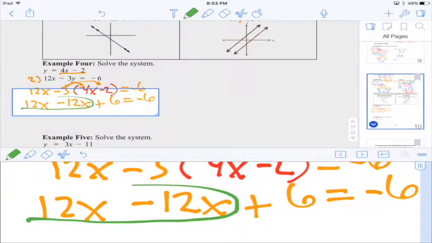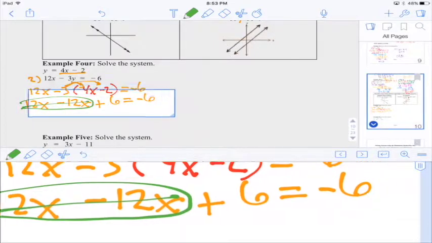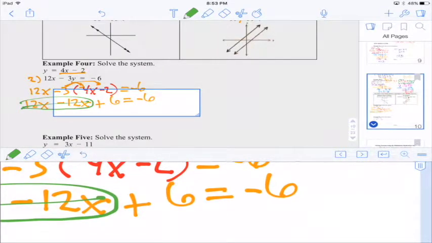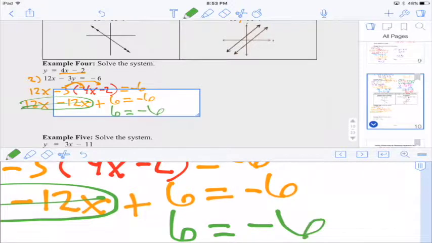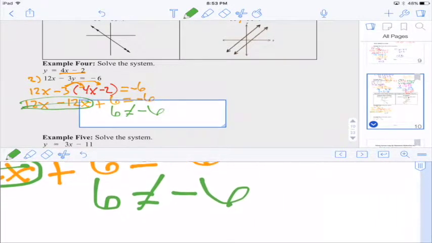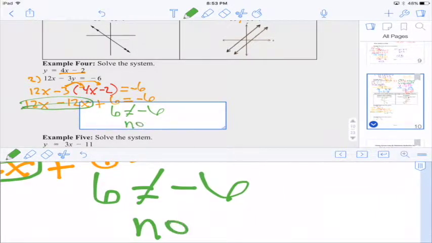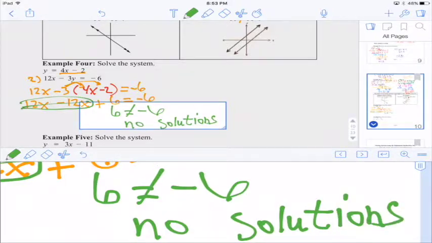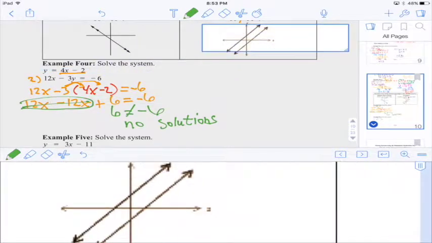12 minus 12 is 0, so that canceled. I get 6 equals -6. That's not true. So this is one of those no solutions. So basically, these two lines are parallel.